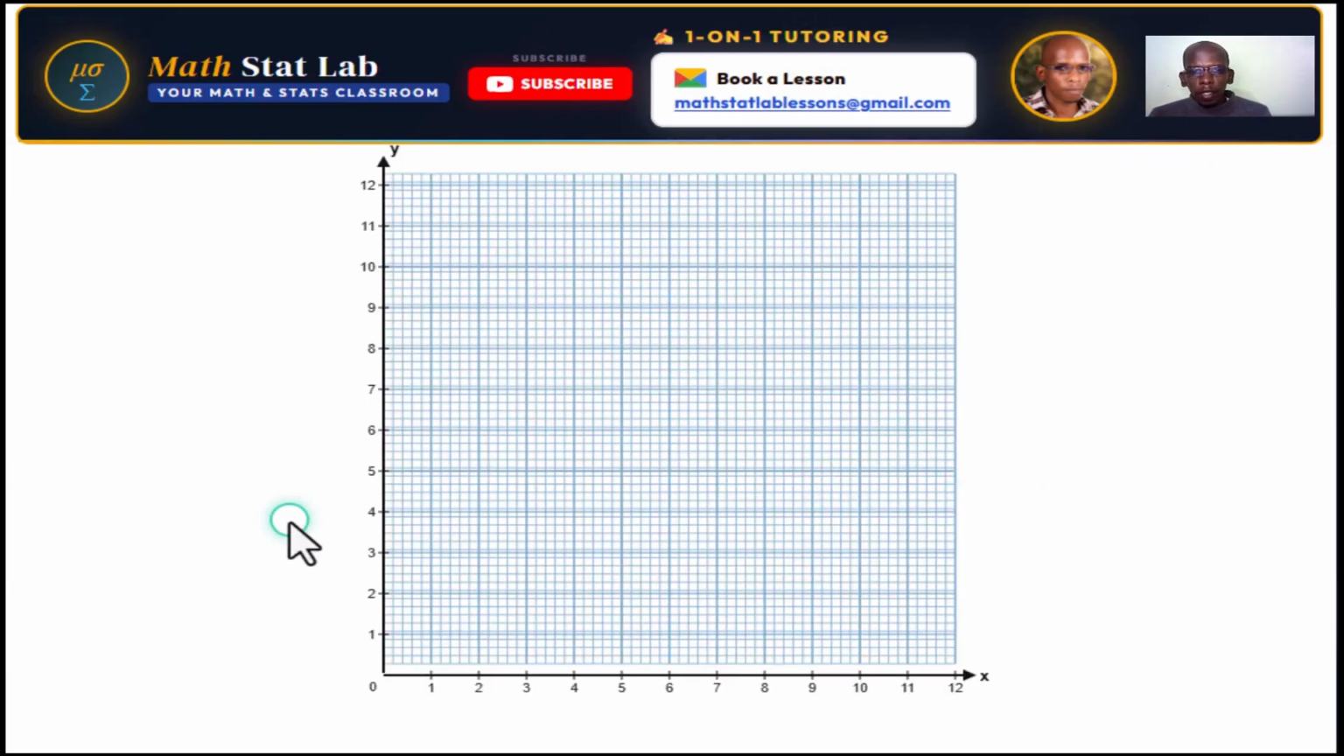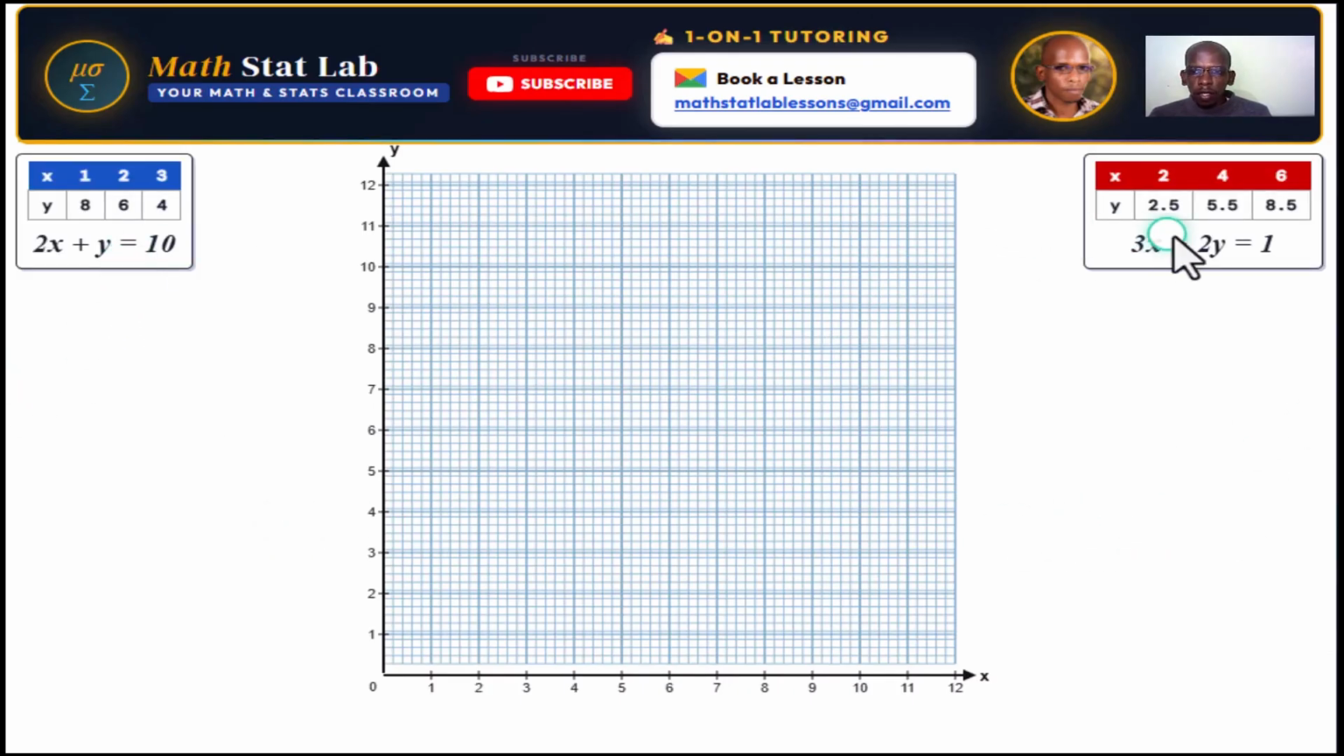So now, here is our graph. And here is our equations information. The first equation, 2x plus y is equal to 10, with its coordinates. Then the second equation, where we have the equation itself and its coordinates. So, let us start with equation 1 and plot it in our graph here.